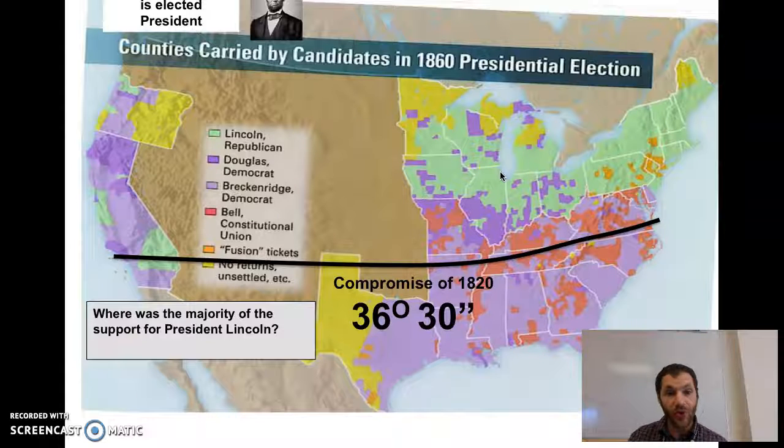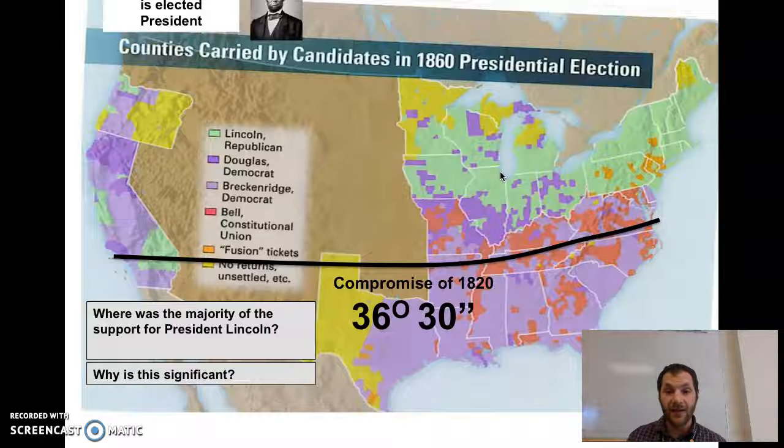But since the majority of his support was in the North, why is this significant? It's because the majority of the population was also in the North. So even though the majority of the area of the country voted against Lincoln, the majority of the population in the North voted for him, which caused him to be president. The popular vote was not quite Lincoln's, but the Electoral College ended up getting Lincoln voted in.